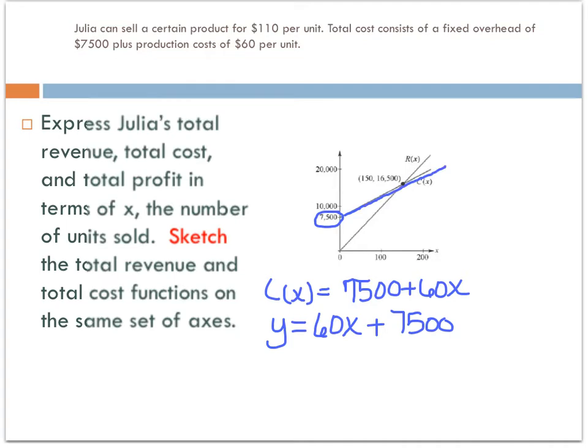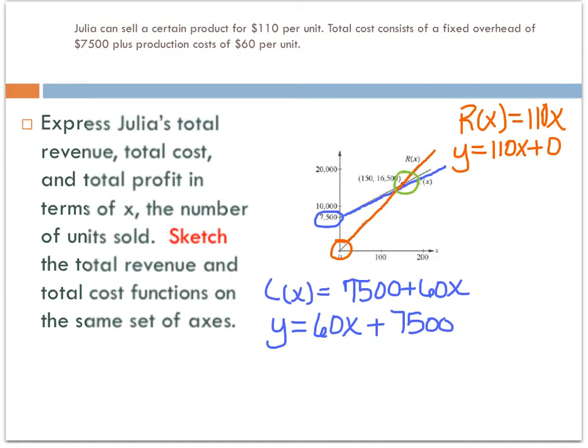So then if you plot your revenue function, which we said was R of x equals 110x, well, that's actually plus 0, so let's do that in y equals mx plus b form as well. That's 110x plus 0, so your y-intercept is 0, and that slope is 110 over 1, so that's this line right here. And so here's your point of intersection.